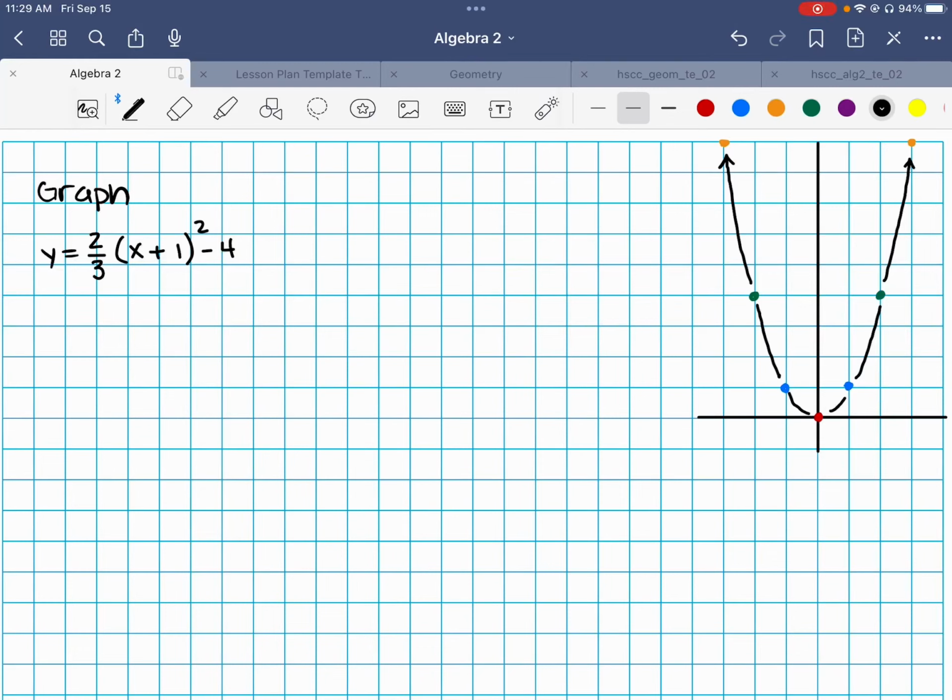This is how to graph a quadratic that's in vertex form. This question was specific for Mariana, and I just wanted to address it and make sure that you guys got it as soon as I can.